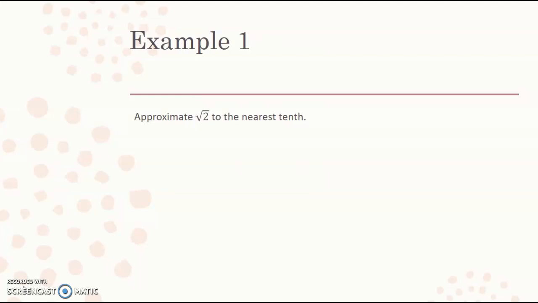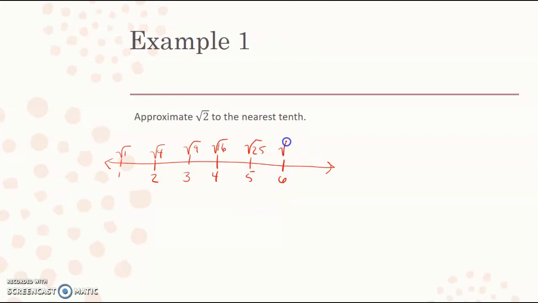So we're going to start by approximating the square root of 2 to the nearest tenth. In order to start that, I'm going to draw myself as good of a line as I can draw from my pad, and I'm going to label it. So we know that 1 is the same as the square root of 1. 2 would be the square root of 4. 3 would be the square root of 9. 4 would be the square root of 16. 5 would be the square root of 25. 6 is the square root of 36.